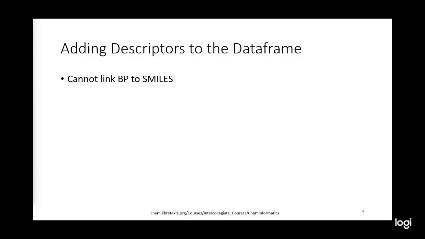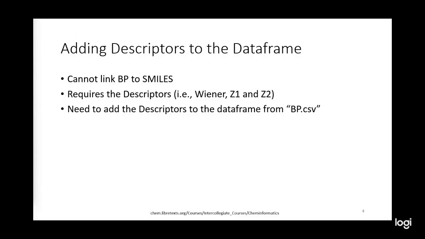We cannot directly link the boiling point to the SMILES strings. What we need is a bridge, specifically one-dimensional or two-dimensional molecular descriptors to establish meaningful correlations. To achieve this, we need to calculate these molecular descriptors that we have studied before and append them to the existing data frame created from the bp.csv input file.